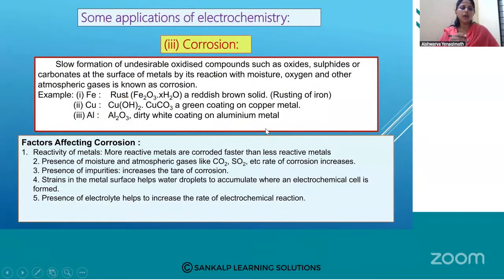The third application of electrochemistry is corrosion. So what is this corrosion now? What is corrosion? You have studied it from very low classes. There are no concepts in it that need much thinking to answer. Slowly, when pure metals are exposed to atmospheric air, or sometimes to acids, or to moisture, they get eaten up by the atmospheric products, and that eating up of that particular metal is called corrosion. So it is the slow formation of undesirable oxidized compounds.